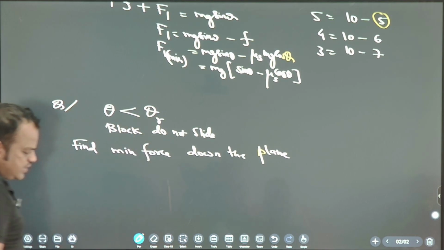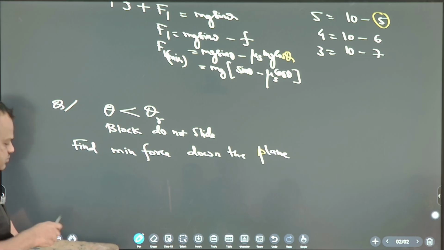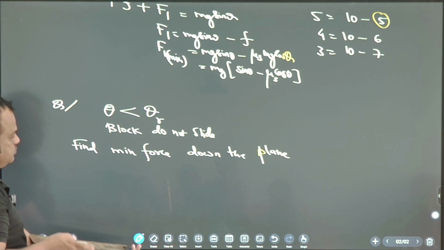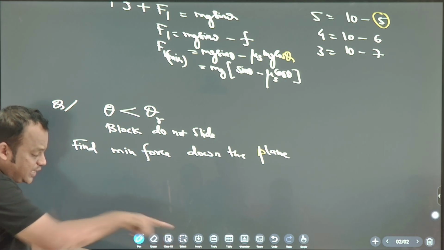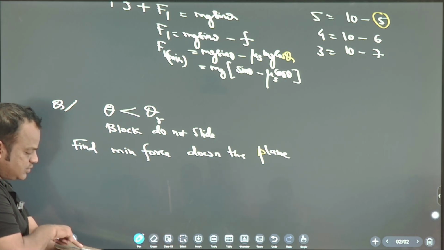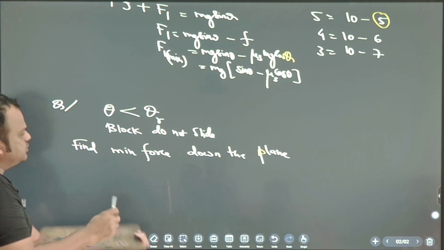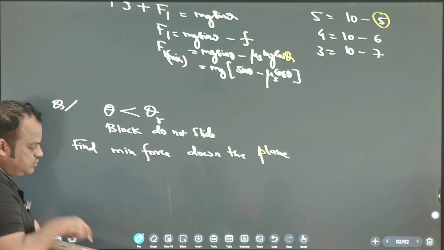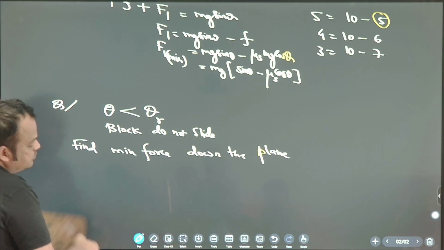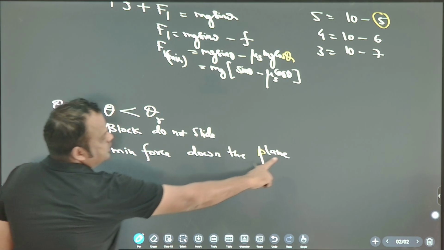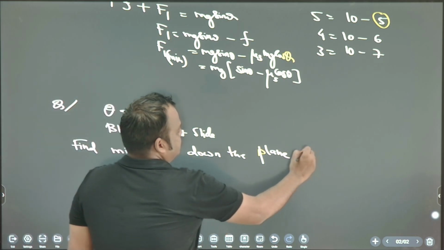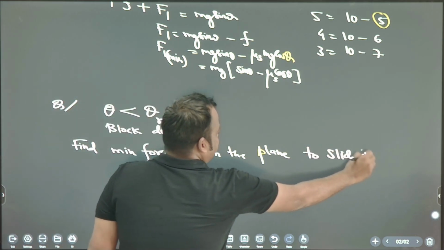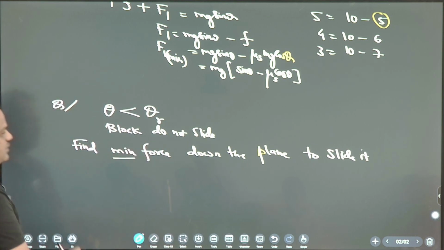Block is not sliding. See, block is not sliding. So this object is not sliding, but I want it to slide. So you have to exert force like this. Understood? This is down the plane, this is up the plane. So what force do you exert? Find minimum force down the plane so that it slides. To slide it, minimum force.